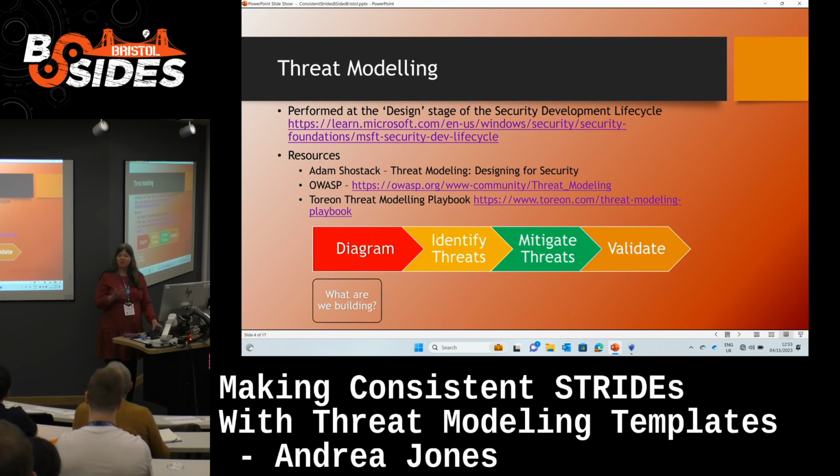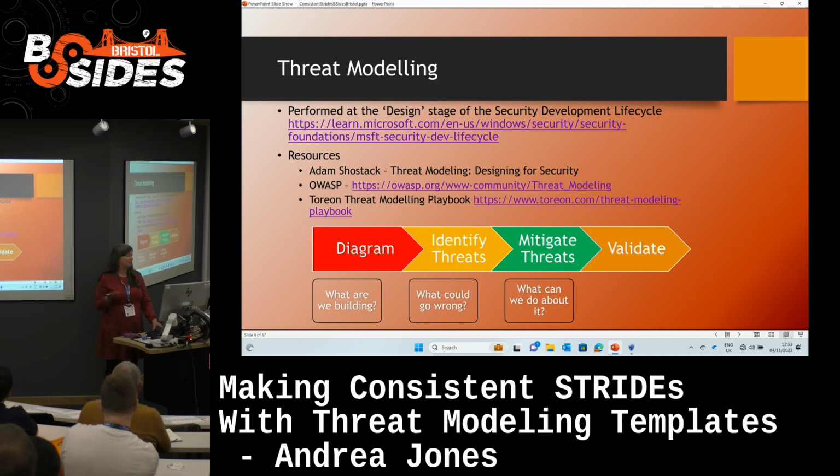So the whole thing is, what are we building? What could go wrong in it? What can we do about the going wrong? It's no good working out what can go wrong if you don't then work out what you're going to do to solve the problem, is it? And then, did we do a good enough job? If you're not happy with the finished result, you go back to the beginning and you work through again, and you work a little bit deeper next time.